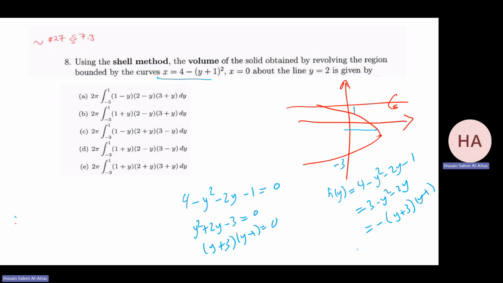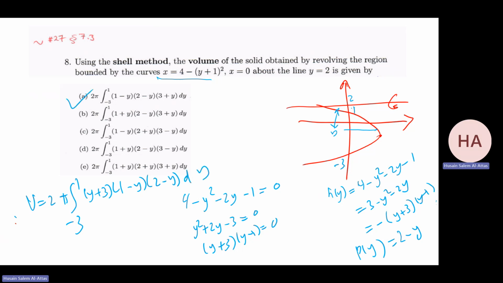And the p of y will be 1 minus y. That will be b of y, oh, 2. This is 2, sorry. This is 2. So it will be 2 minus y. So what will be the volume? The volume will be 2 pi from minus 3 to 1, y values, minus 3 to 1. This with a minus sign, so let me make it y plus 3 times 1 minus y times 2 minus y dy, which is this one. Yeah, it's a matter of calculation.